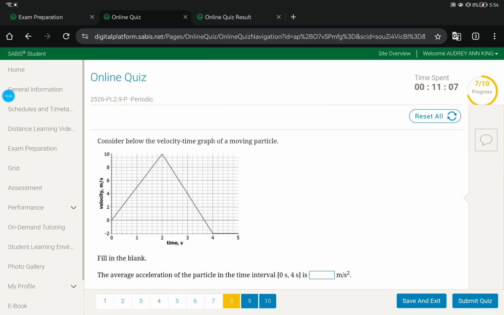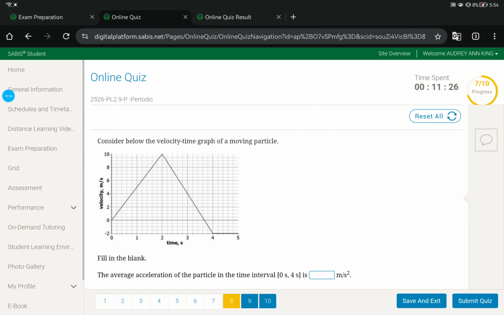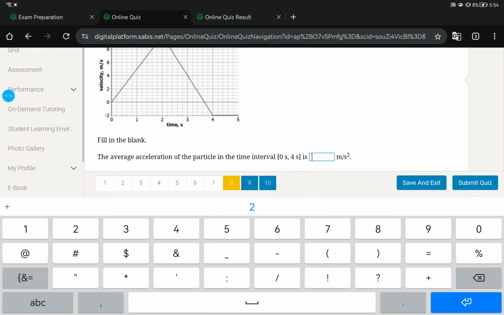The average acceleration of the particle in the time interval 0 seconds and 4 seconds is. Okay, so for this one, just the formula for average acceleration. So 4 minus 0 over negative 2 minus 0. Again, we're just following the graph if you cannot. So you get negative 0.5.